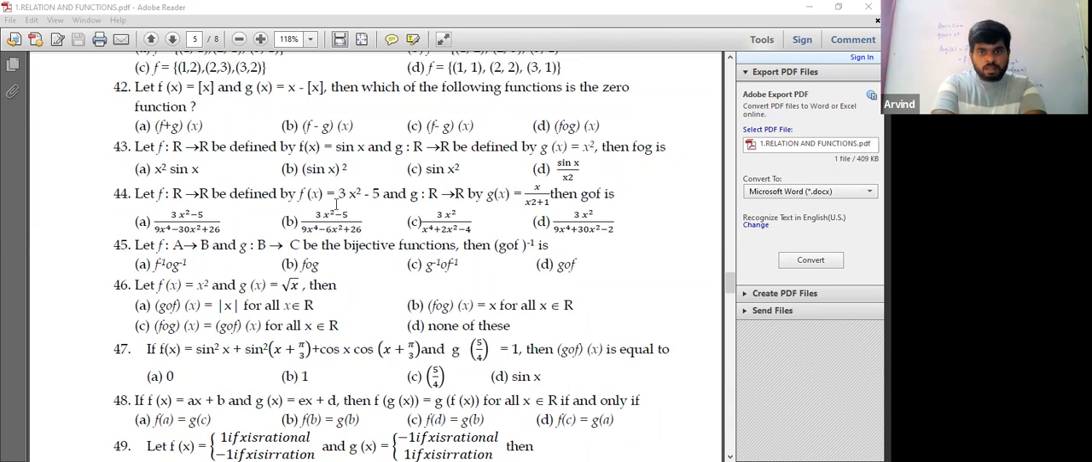Very good. Try the 44th one. Same type. F of x is 3x square minus 5 and g of x is x square plus 1. Sorry, typing error. Then g of f is g circle f.